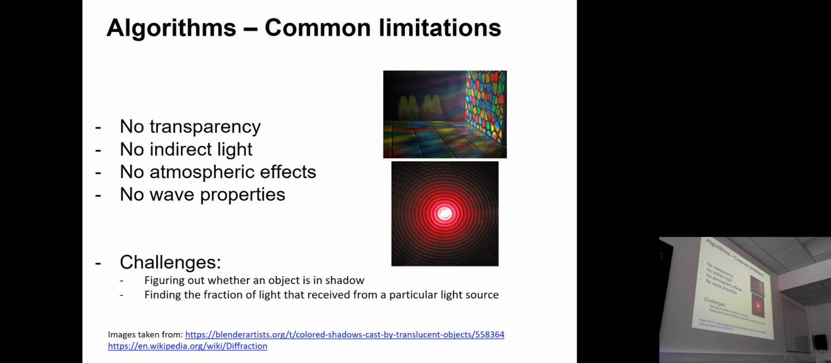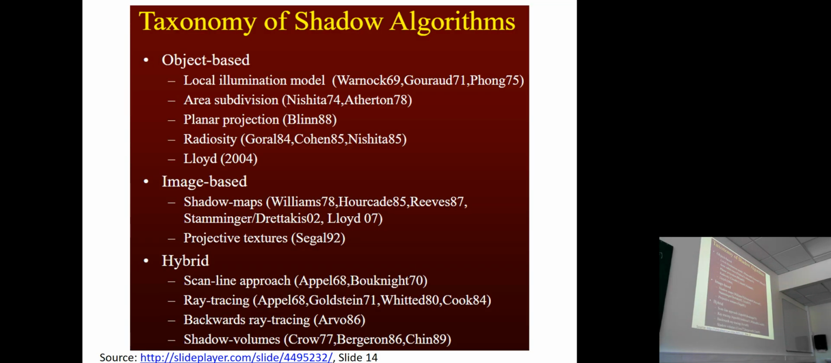The challenges are to first identify whether an object is located in shadow or not, and to identify how much of the actual light is reaching this particular point. And maybe this one, and then we can have a break. So it's mostly three groups.